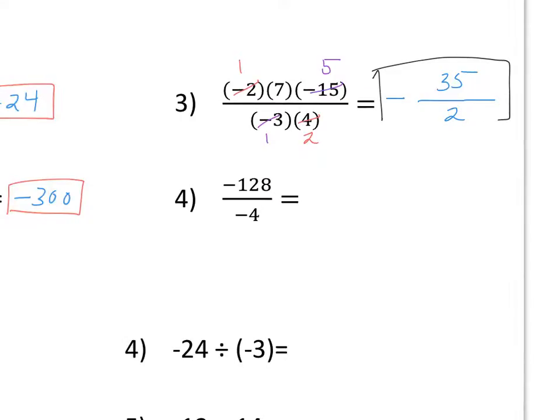And so your final answer is negative 35 halves. Do not change that into a mixed number. Do not change that into a decimal.